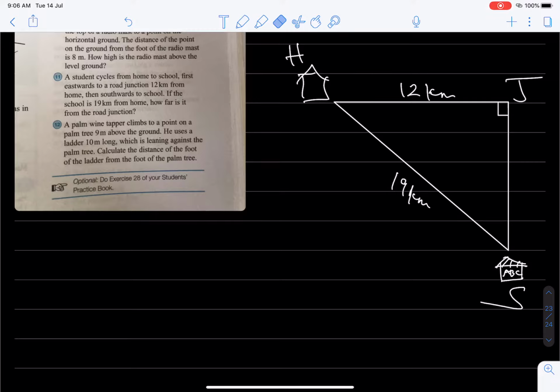So that means hypotenuse squared, which is 19 squared. HS is the hypotenuse of the triangle HJS. 19 squared equals Y squared plus 12 squared. And that simply means Y squared equals 19 squared minus 12 squared, which is, 19 squared, that's 361.